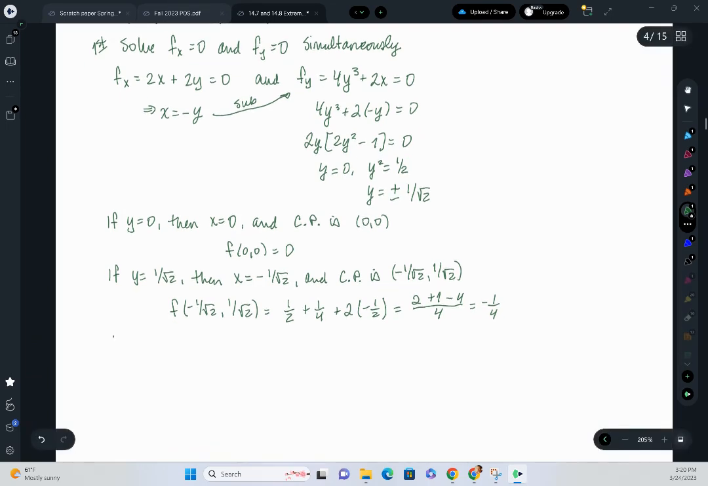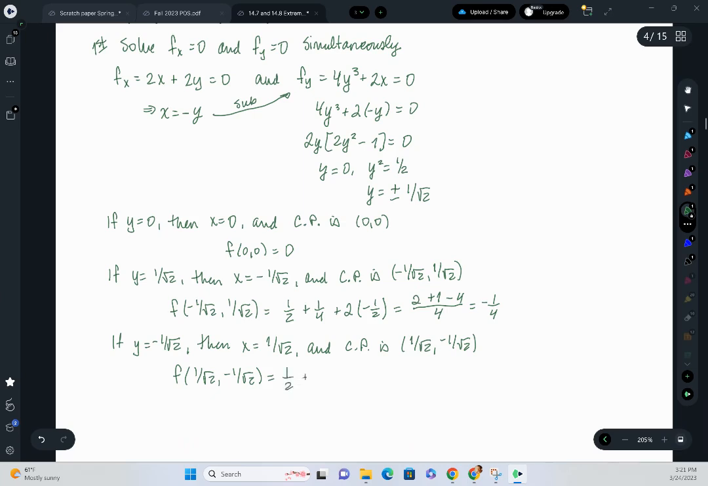Okay, last one is if y is equal to a negative 1 over square root of 2, then x is equal to a positive 1 over square root of 2. And the critical point is positive 1 over square root 2 and negative 1 over square root 2. And the function value evaluated at 1 over square root 2 and negative 1 over square root 2 is going to give us, again, we're going to square everything.